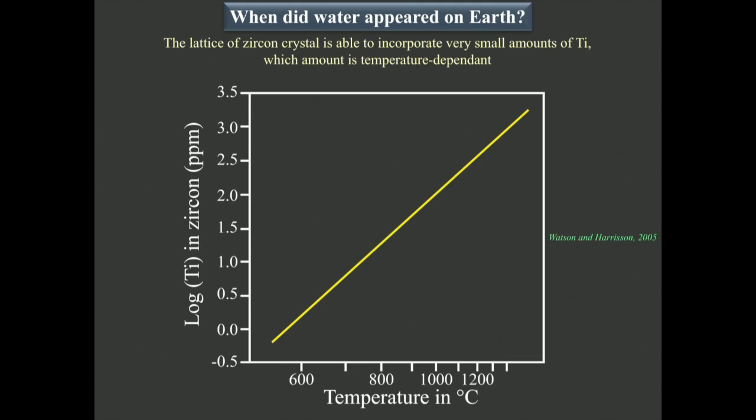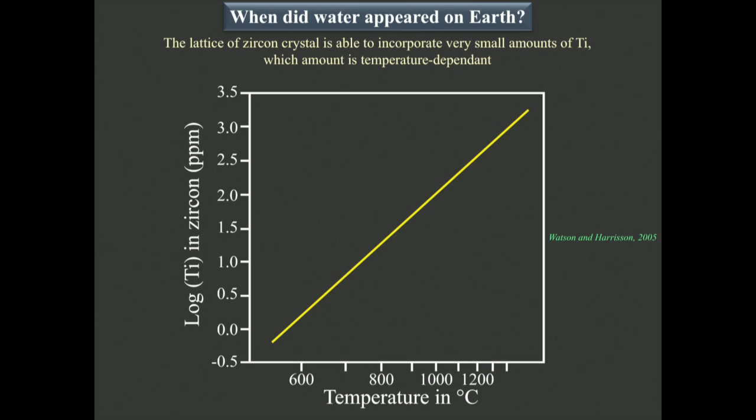The composition of zircon, I didn't speak about this, is silicate of zirconium, ZrSiO4. But we can have some amounts of titanium introduced into the lattice of the crystals, and the amount of titanium is dependent on the temperature. And we have this kind of relationship. Here is the amount of titanium in zircon crystal, and here is the temperature. In other words, if we know the amount of titanium in a zircon crystal, we can have an idea of its temperature of crystallization.